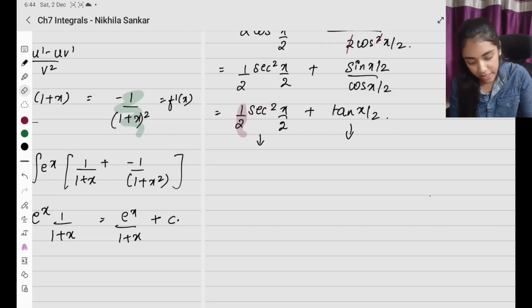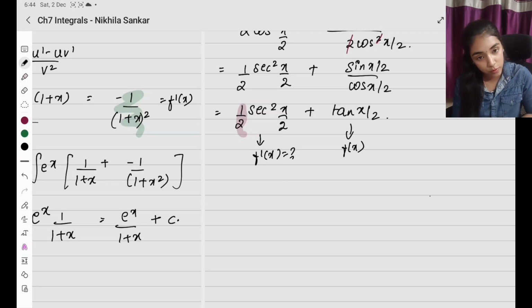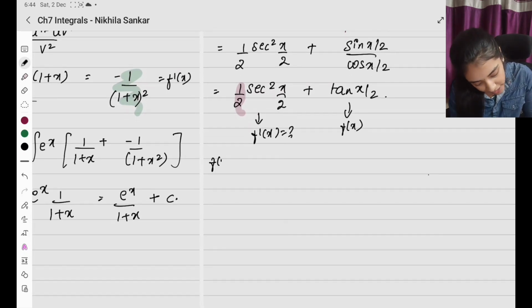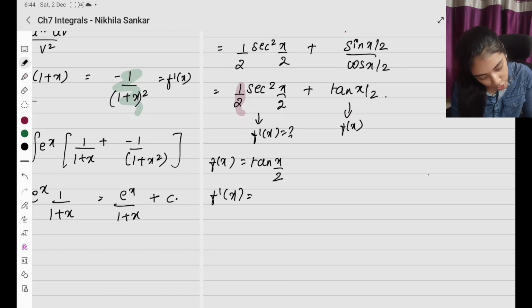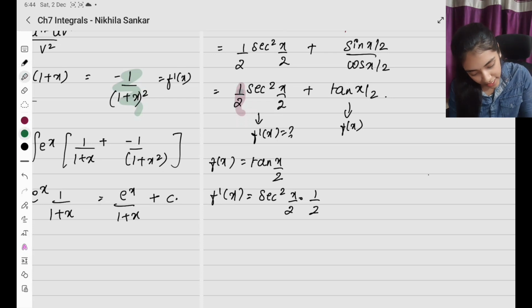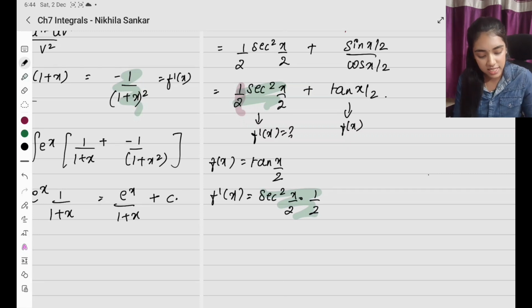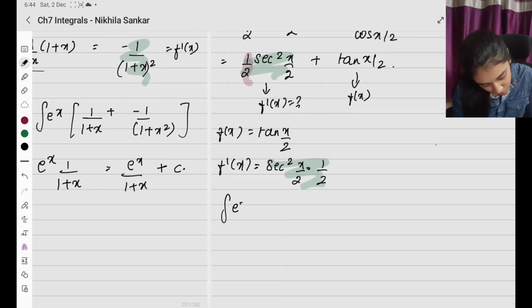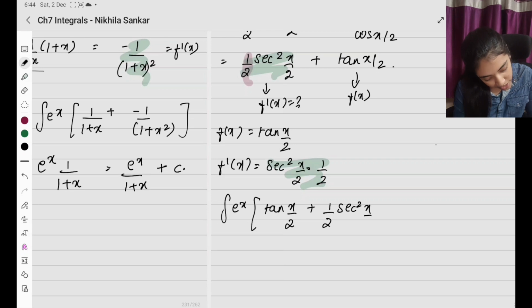So I am going to take the second term to be f of x and the first to be f dash of x, and we checked that. Okay, that is why you check. So I am taking f of x to be tan x by 2. So f dash of x is going to give me secant square x by 2 times the coefficient of x, which is 1 by 2. So this is the exact same thing as this, half secant square x by 2. So we have found out what f of x and f dash of x are.